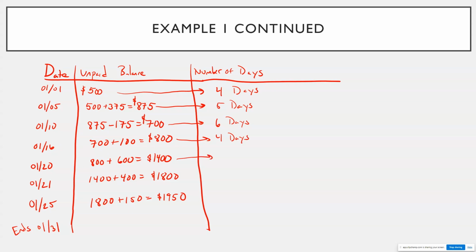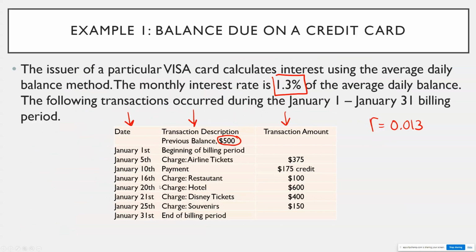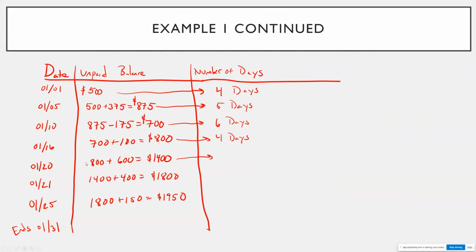Then on the 20th, they bought that. I think on the 20th, what was the charge? The hotel. They carry that just on the 20th, so just for one day. Then on the 21st, they have a new balance of $1,800. They carry that balance on the 21st, the 22nd, the 23rd, and the 24th for 4 days.